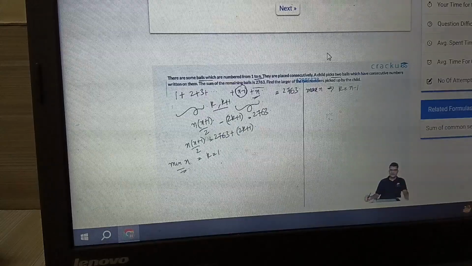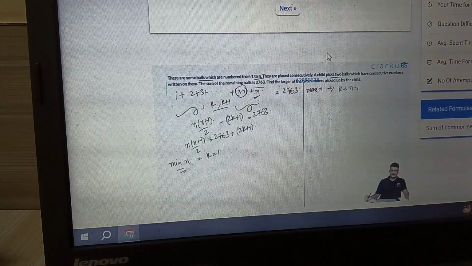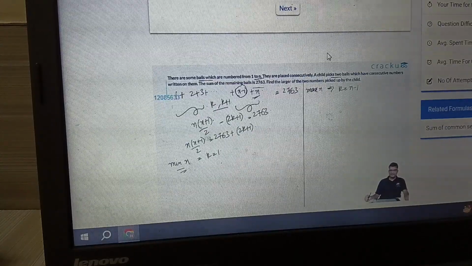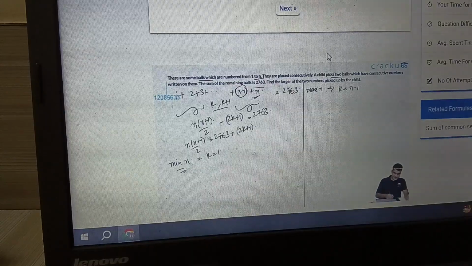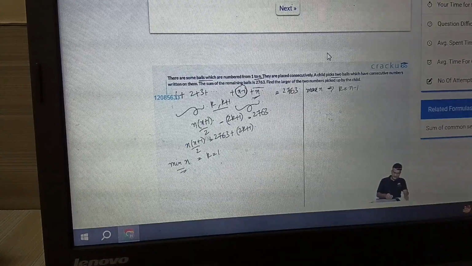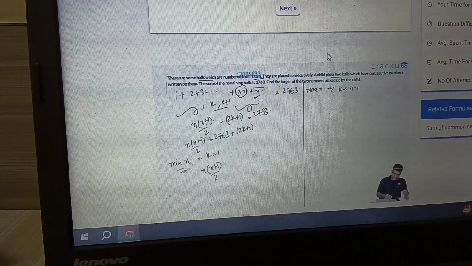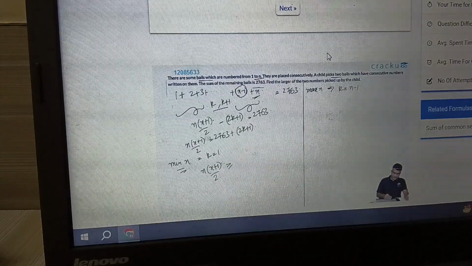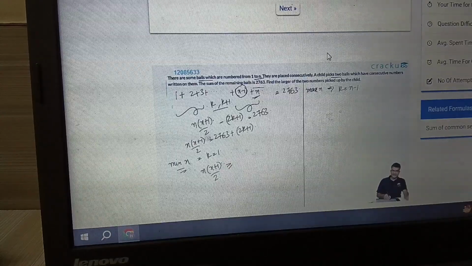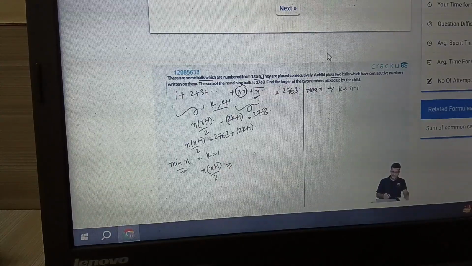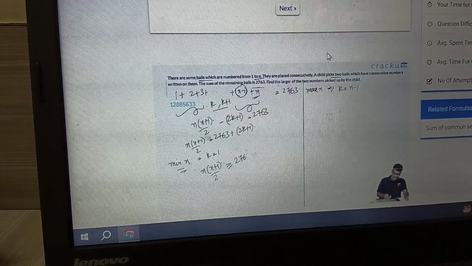Using this, we'll get bounds for n. We'll get the smallest value of n and the largest value of n, and based on it, we'll calculate the value of n. When k is equal to 1, the value of n into n plus 1 by 2 is greater than or equal to 2763 plus 3, because when k is equal to 1, 2k plus 1 will equal 3. So this is equal to 2766.